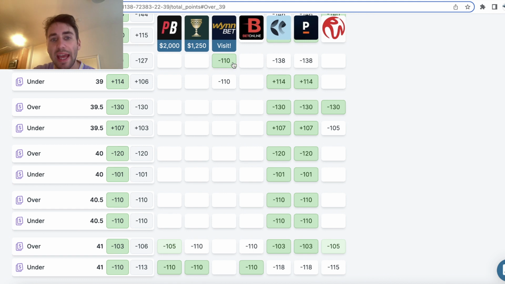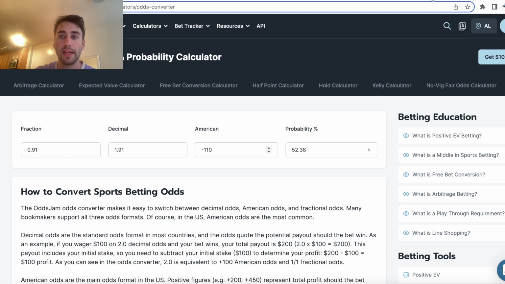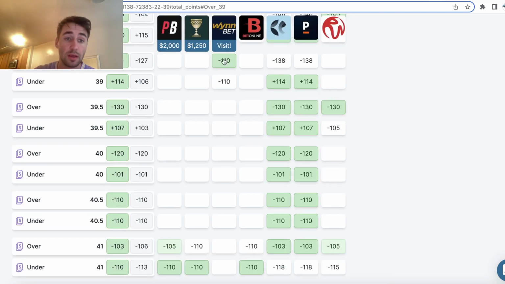It's about finding an edge, finding lines that are 2 points off in a total where you're getting a total bet or a spread bet that's actually winning 55% of the time, right? Such as this bet. 2 points off from the entire sports betting market. So we're using real-time data to inform our betting decisions, right? And very clearly, WynnBet is mispriced here, and we want to be all over this over because their line is 2 points lower than everyone else's.